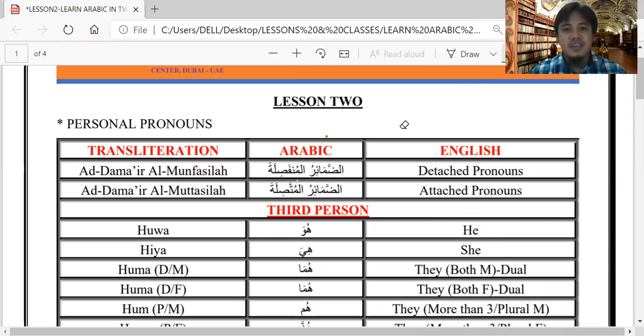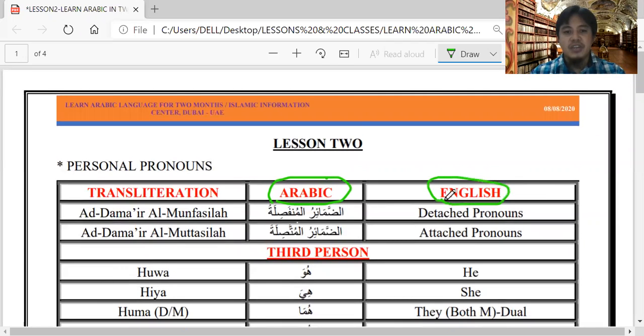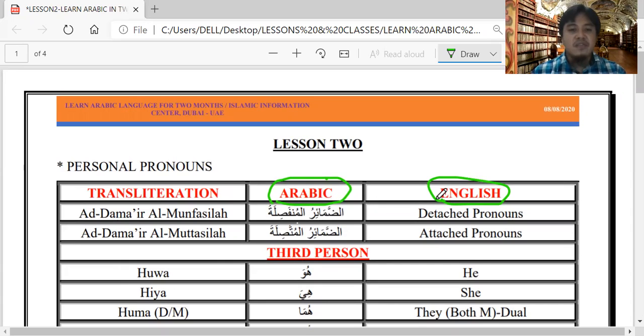And as you can see in front of you, the personal pronouns are written in Arabic in the middle, and also translated into English. And of course, we know that not all of you can read Arabic, so that's why we also wrote the transliteration for you to read the Arabic using English letters. So lesson number 2 will be talking about the personal pronouns. You can imagine that if you are studying English, then you can compare your knowledge of English to the Arabic.